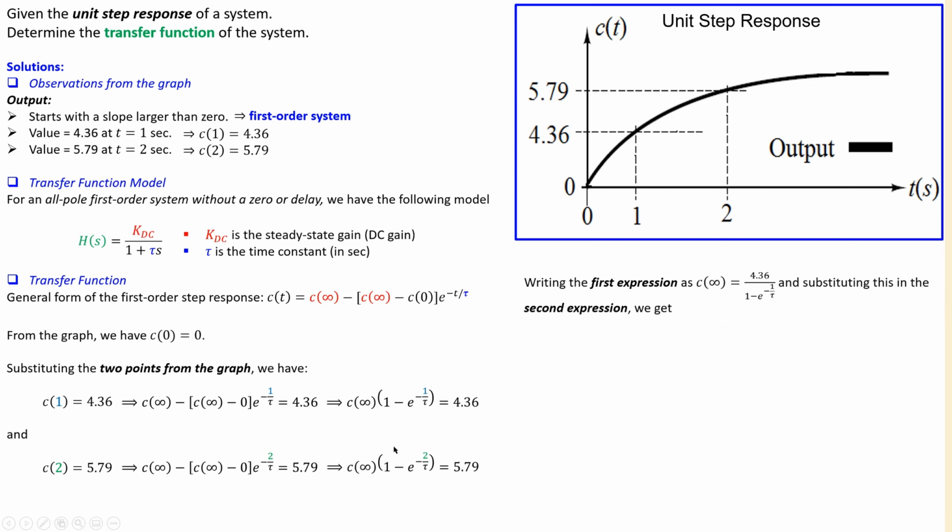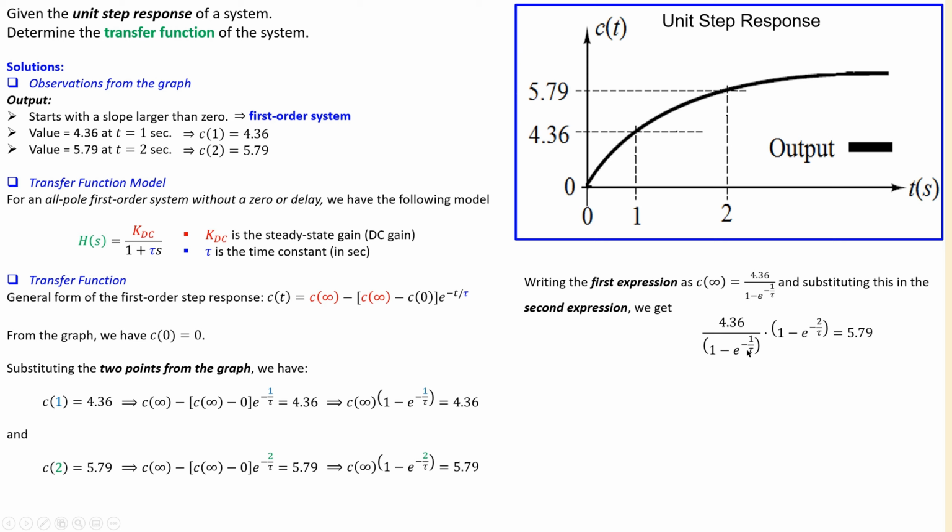So let's look at the following situation. Writing the first expression, this expression in this form, so as C infinity, so the DC value or the steady state value of your output, isolate that and then write it down in this form and substitute this expression in here. I have the following. So first expression, rewrite it in this form, substitute that in the second expression, which is shown here, then I have the following. What do you see?